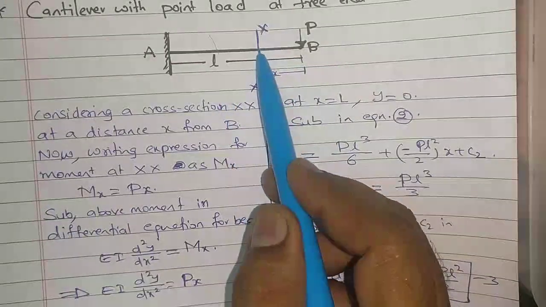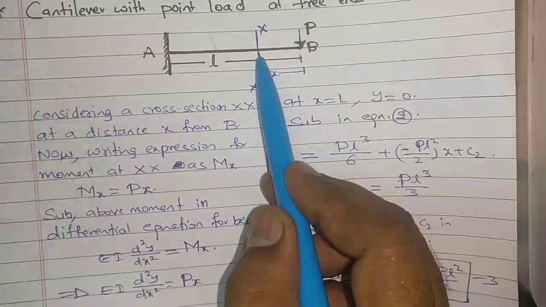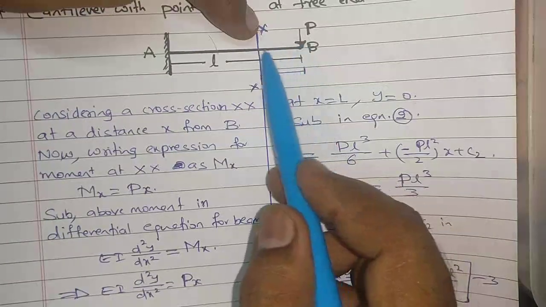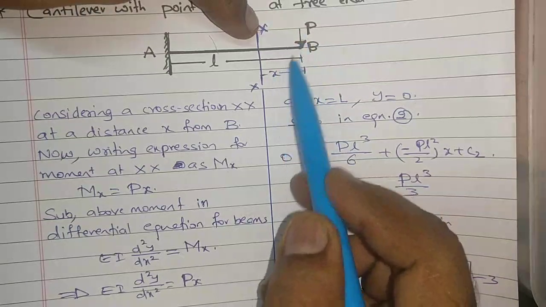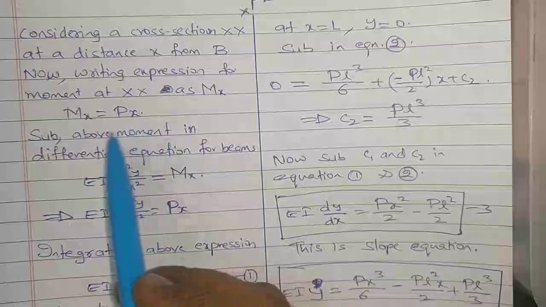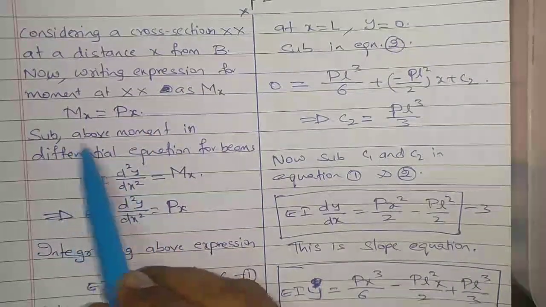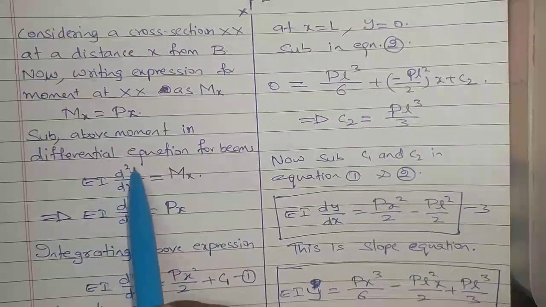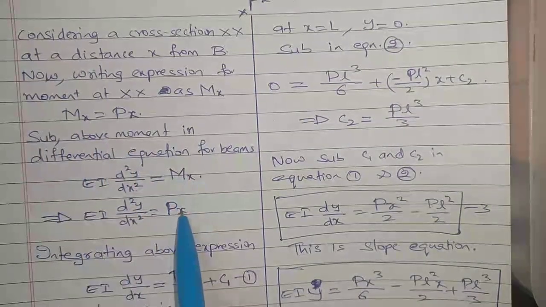So again at this point we'll be finding out the moment. What is moment? Moment is equal to force into distance. So at this point the force is P into x. This is the moment, so we got M is equal to P into x. We have to substitute this in the differential equation, and your differential equation is EI d square y by dx square is equal to Mx. So in place of Mx you have to put Px.